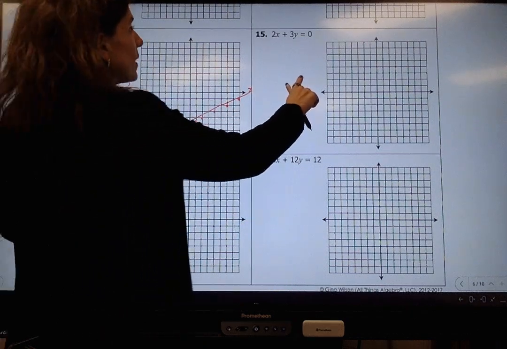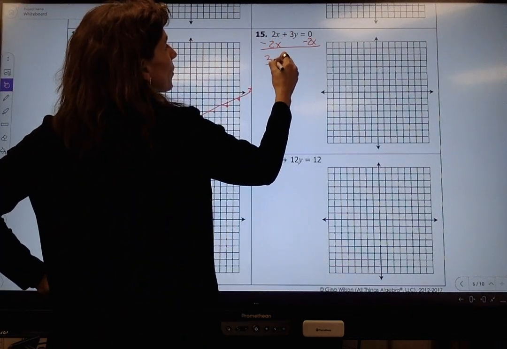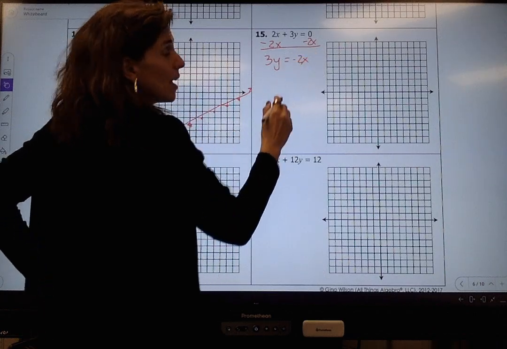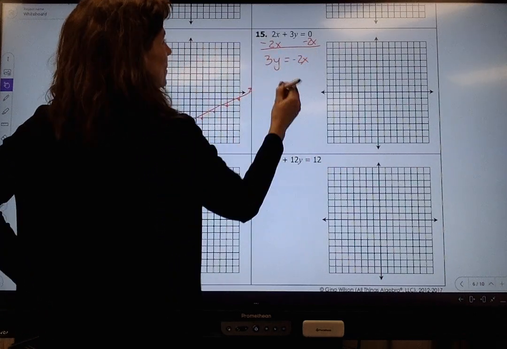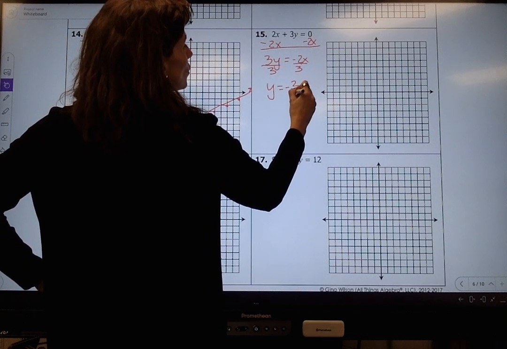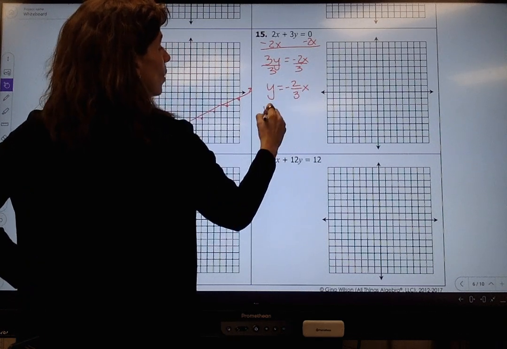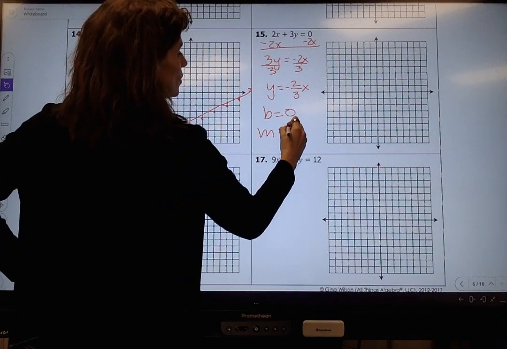Still, we need to get y by itself, so I subtract 2x on both sides. 3y equals negative 2x. I'm not putting plus 0. It's understood to be 0, and I divide by 3. So y equals negative 2/3 x. Now, what is my beginning point? 0. And my slope is 2/3.